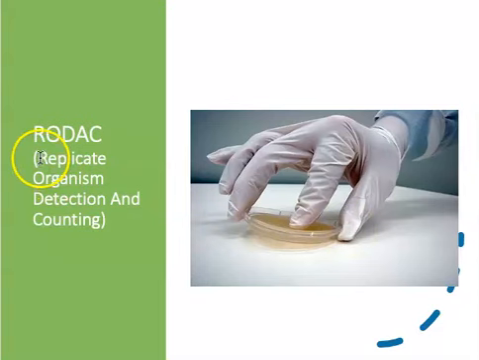Rodac stands for Replicate Organism Detection and Counting. This is a plate. It does have agar in the bottom of it, the way an ordinary agar plate does. But these plates are designed specifically for sampling environments. This person is holding the bottom half of the plate, and they have it turned over so that the agar is actually pointed down towards the surface. These plates are made out of a much softer plastic than what petri dishes are made out of.